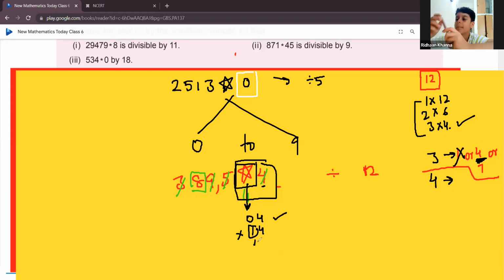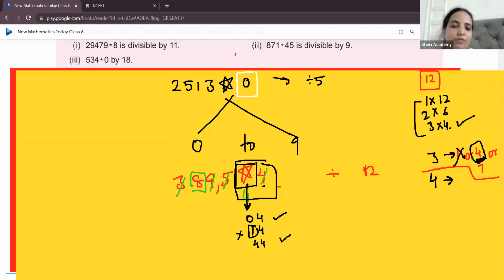So yes, let's check it for 4. 44, is it divisible by 4? Yes, ma'am. Yes, it is divisible by 4. So 4 can be one option. Check it for 74. Is 74 divisible by 4? Ma'am, no, 74. 76 is divisible, 74 isn't.